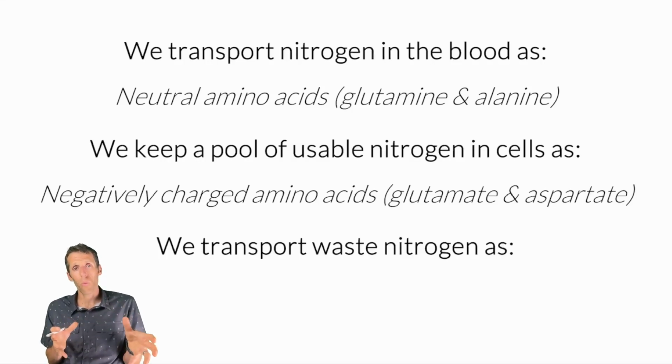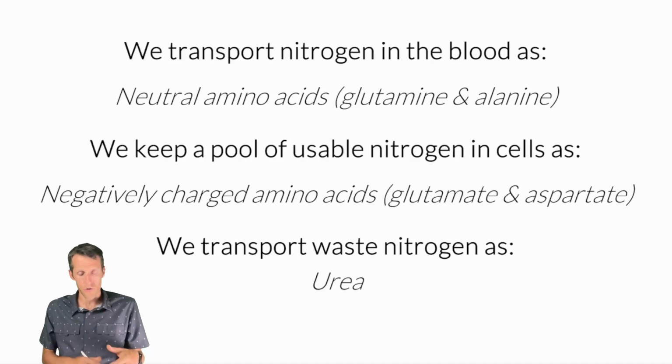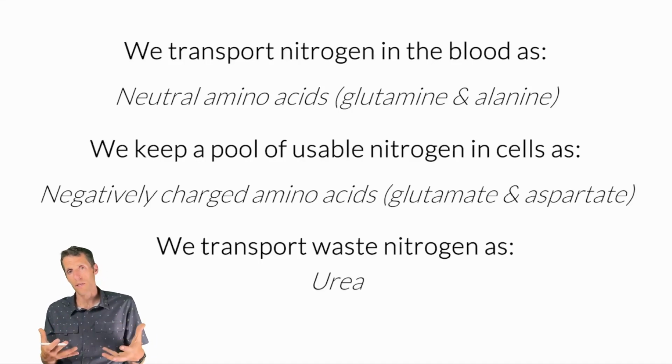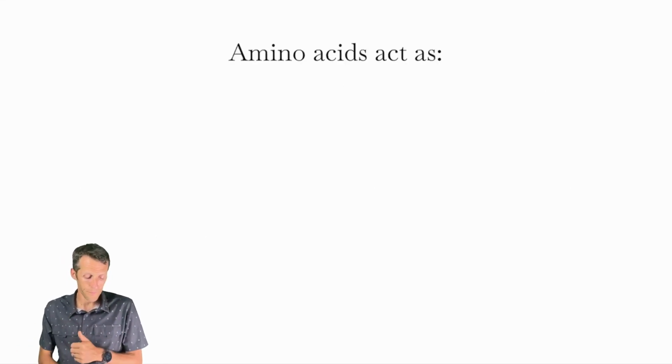And then finally, when we're done with nitrogen, when we no longer need it anymore, we transport waste nitrogen as urea. And so that's why urea is in our bloodstream. It's not in our cells. It's because it's in the process of being exported ultimately to be removed in the urine.